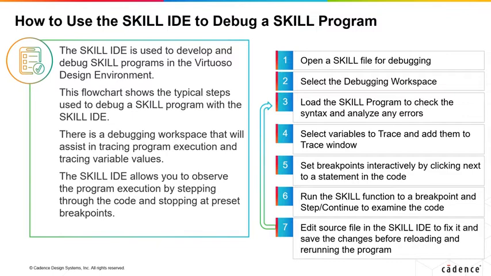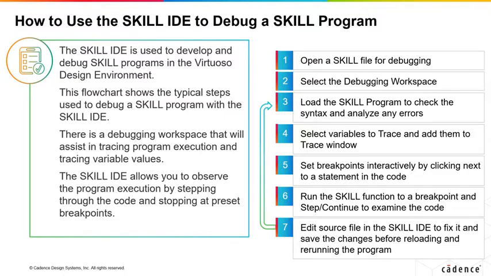And then what the Skill IDE allows you to do is to observe program execution by stepping through your code, and you can stop at preset breakpoints and observe both what's going on in the execution of the code as far as where it branches and what the values of the variables are. So looking at the flowchart on the right, what we'll be covering here in this section is, first of all, you're going to open a skill file for debugging in the IDE. You'll select the debugging workspace to get your assistant set up.